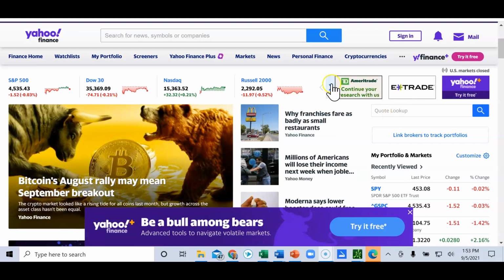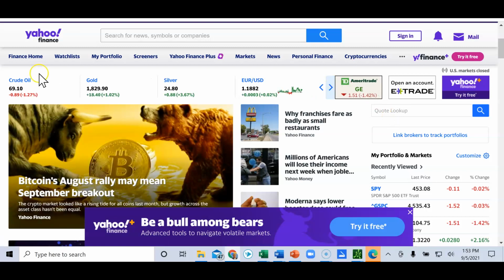If I click on the right a little bit more, you can also find what is happening to the price of crude, so you can click on that and get more information on it. Over here is the gold, silver, and then also one of the major currencies, and there are many. One of them is euro versus US dollar. So it'll give you that.